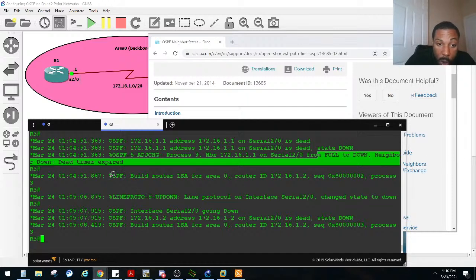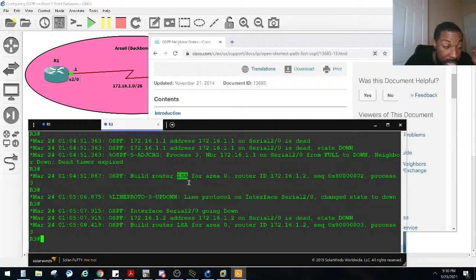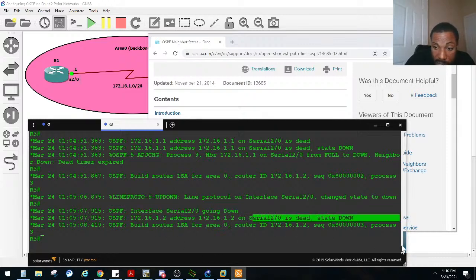And then OSPF right here, we got another message. Build router LSA for area 0. Remember, LSA is link state advertisements. That's like messages that we use to find out about more routes from our neighbor and stuff like that. They're called link state advertisements. And then this message right here let us know that the serial interface was down. State was down. And that's pretty much it. That's all they gave us there.